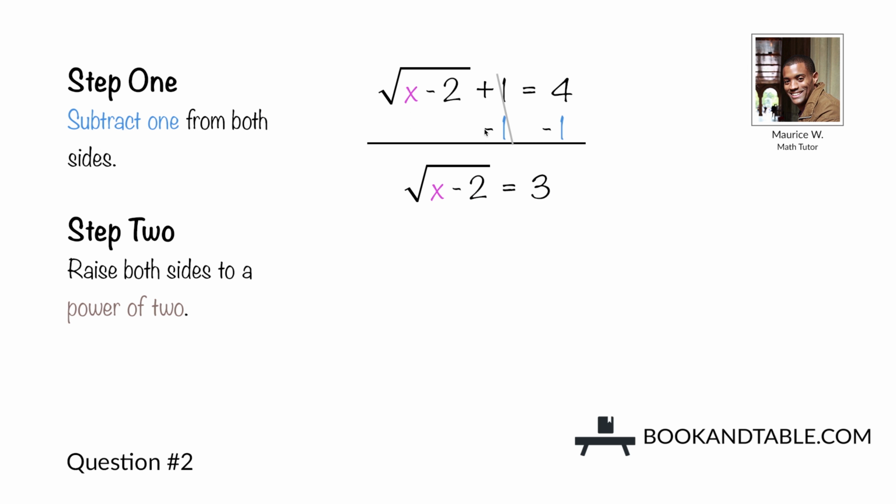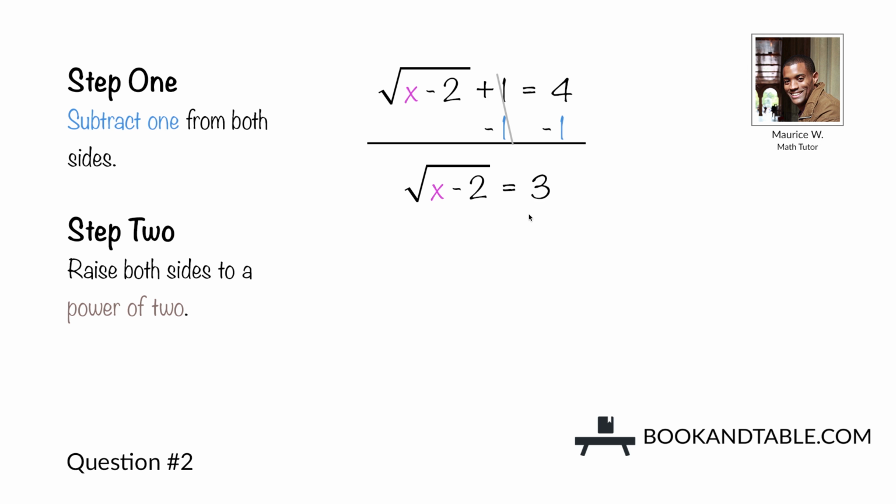Step 1, subtract 1 from both sides. This removes the constant that's on the side of our radical, allowing us to isolate our radical, the square root of x minus 2. On the right side, we have 4 minus 1, which equals 3.